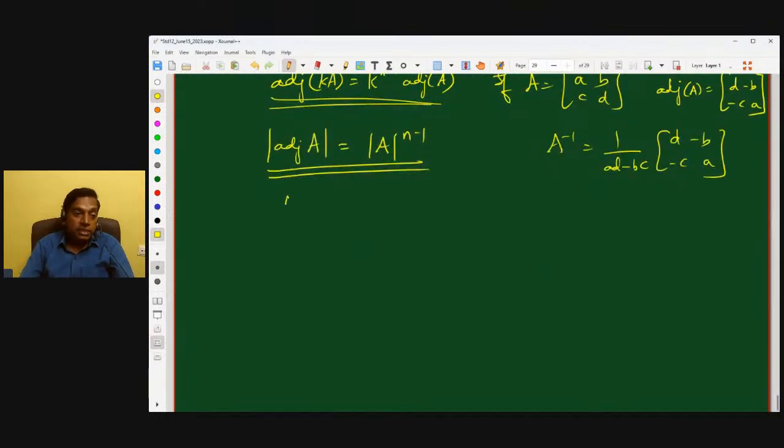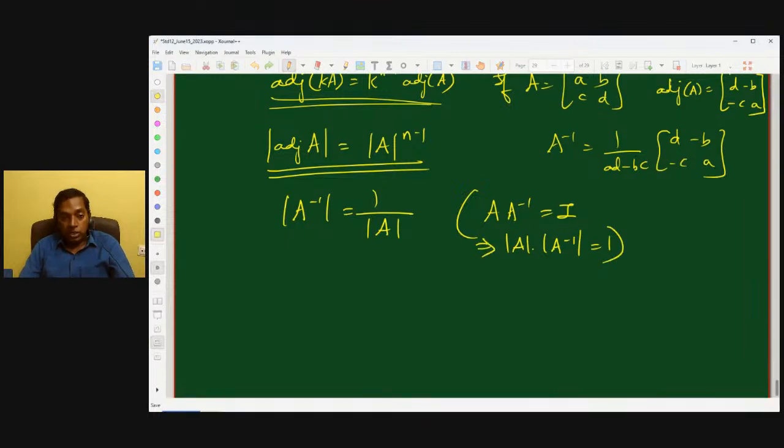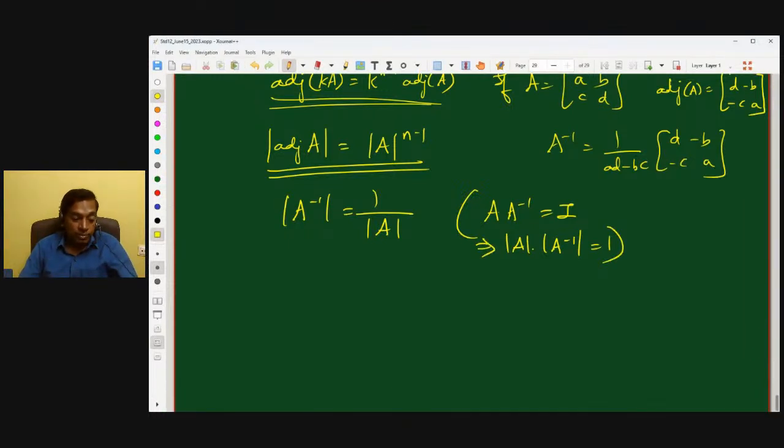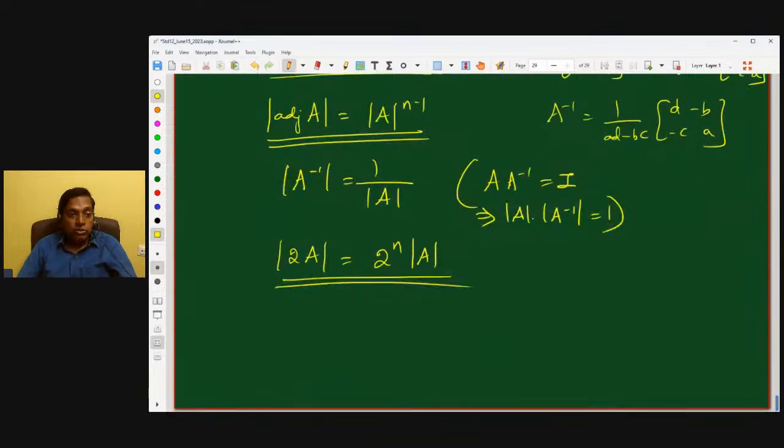Determinant of A inverse is 1 by determinant of A. Why? Because A into A inverse is I, so determinant A into determinant A inverse is 1. You can take determinant on both sides of a matrix equation if it's all square matrices. Determinant of 2 times A is 2 power n determinant of A, or K, I already wrote that. So determinant of adjoint.